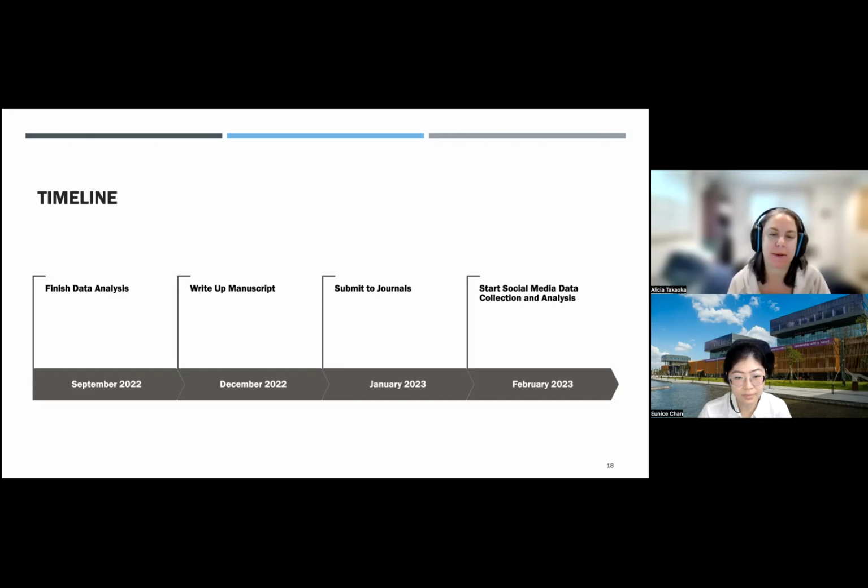And then we're going to write up our manuscript of all of these stages 1 through 3 findings. We've identified 2 journals that we want to submit to. We want to go more to the straight publication route instead of the conference route. And then in February 2023 or around there, we should start the data collection for the social media piece, which is going to be a second paper.